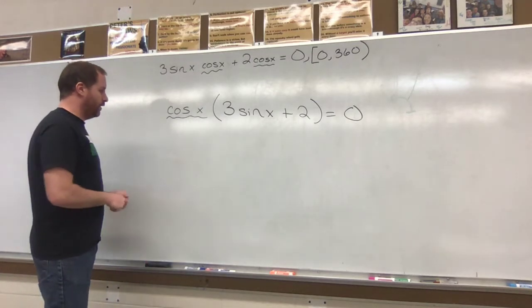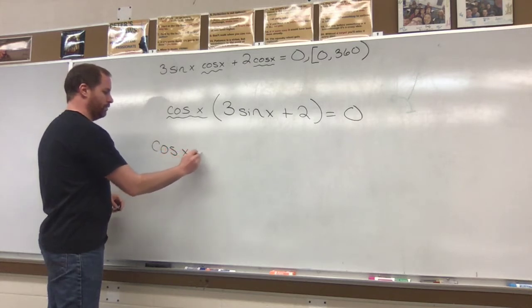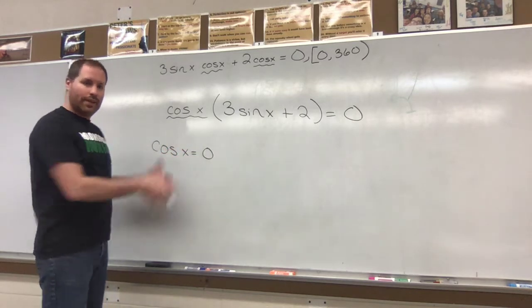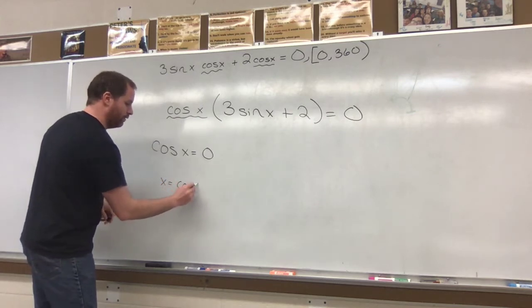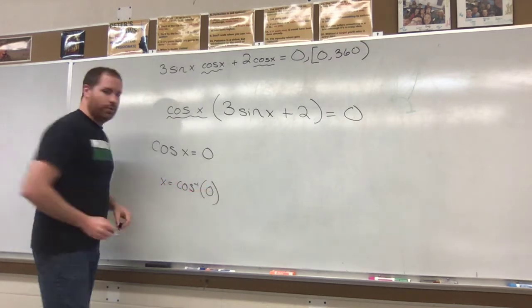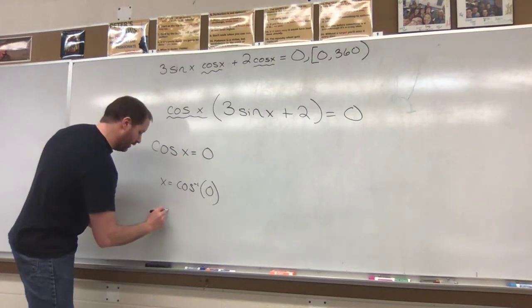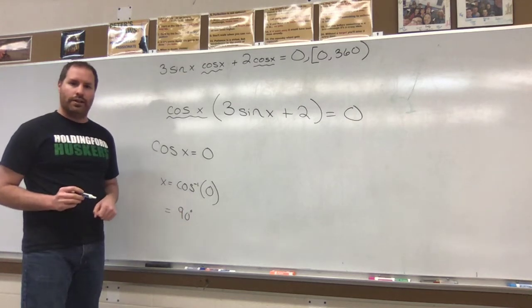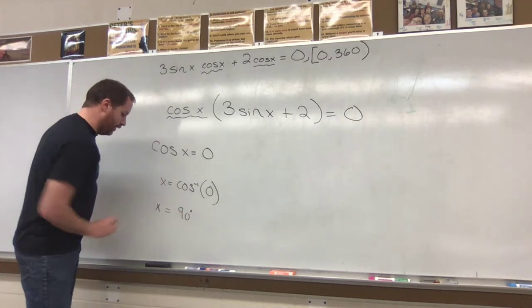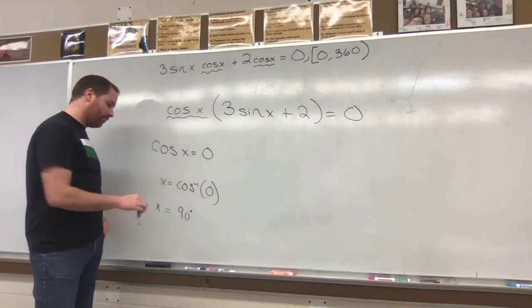So on this side over here, we could write down cosine x is equal to 0, perfectly fine. Do the cosine inverse, x equals cosine inverse of 0, which if we type that into our calculator, it will come out with exactly 90 degrees, which isn't too bad to figure out. So we type that one into our calculator, we get 90 degrees on that one.